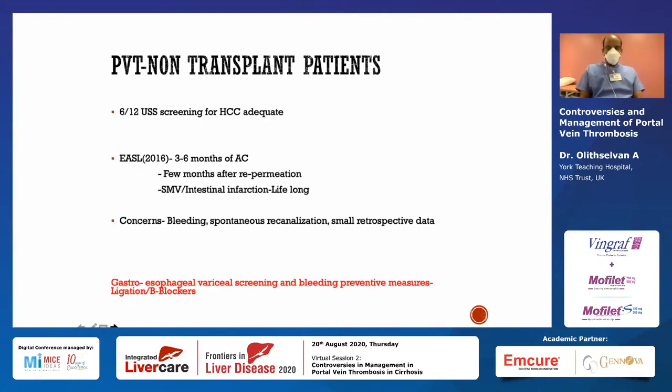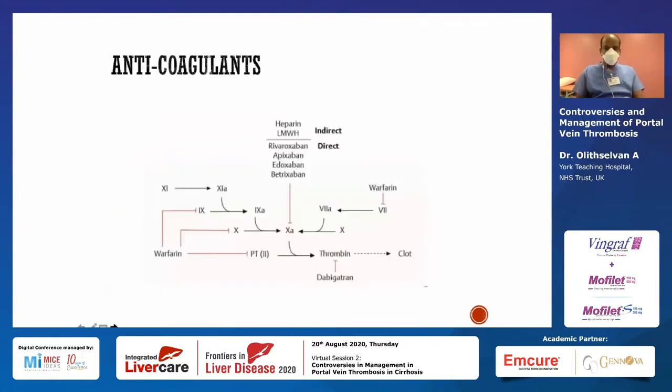There are concerns about bleeding in these patients, spontaneous recanalization, and also the studies have been really small retrospective data. But on the whole, anticoagulation is recommended. Now, before anticoagulation in any of this group of patients, you need to perform an OGD, look for the varices, and make sure they are sorted out before starting them on anticoagulation.